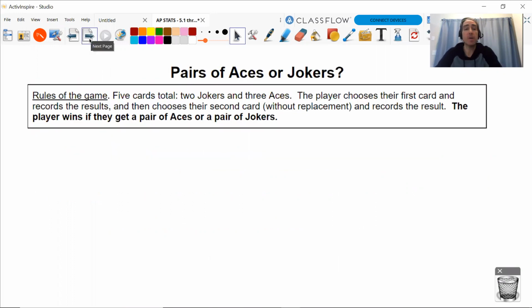We're going to play a game. In class, we'll do this live. Today, we'll just kind of simulate it. 5 cards total, 2 jokers, 3 aces. Player chooses the first card and records the results, then chooses the second card without replacement, records the results. Player wins if they get a pair of aces or a pair of jokers. So we're going to simulate first what we think the probability is, then we'll calculate it using theoretical probabilities, using what we use for tree diagrams and multiplication rules.